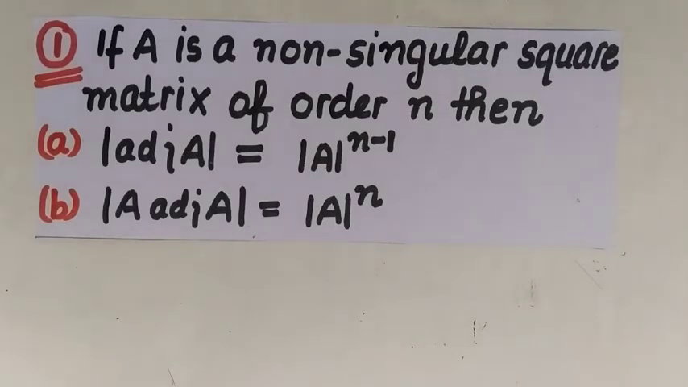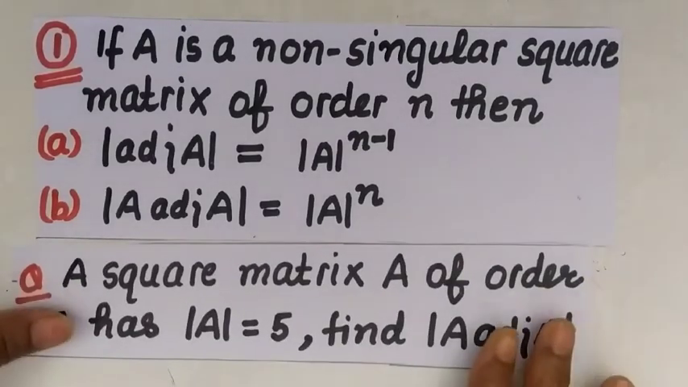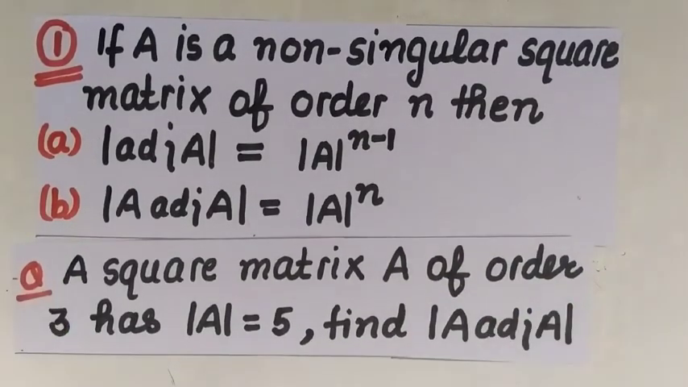So let us do questions. First of all, let us do questions based on this property. So how will questions come in exam? Let us see. So the question is, a square matrix A of order 3 has determinant 5. So it is given that determinant of square matrix A is equal to 5, and we have to find determinant of A adjoint A. So students, it's very simple.